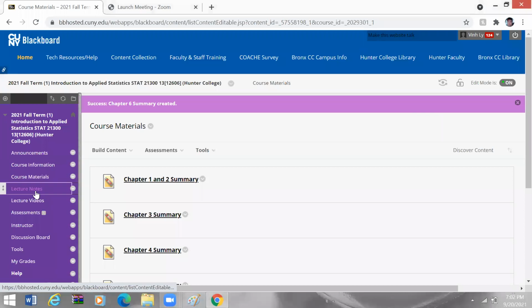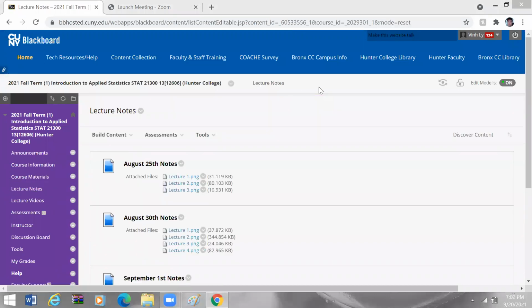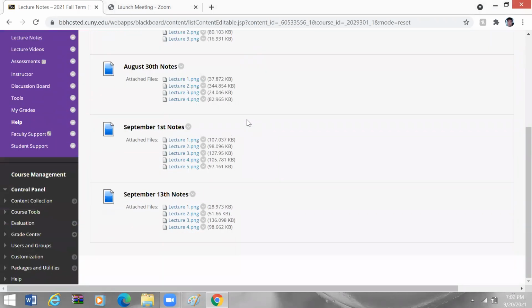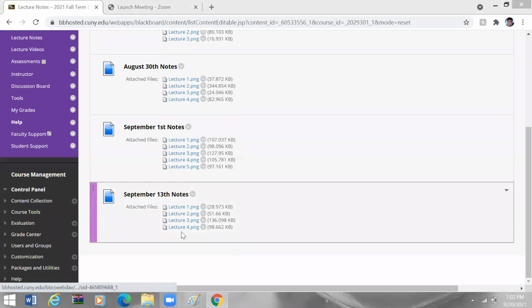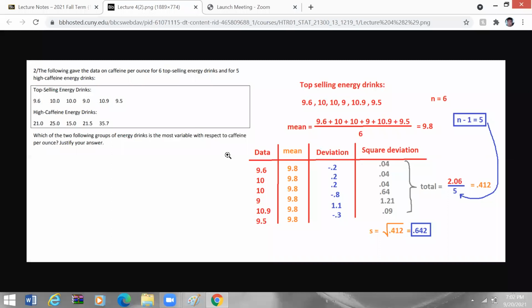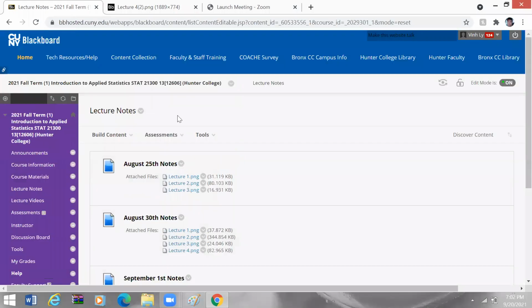The notes and the lecture video are on Blackboard, if you have been working on them. I hope everything is clear. We learned how to compute the mean and the standard deviation. That was the chapter that we worked through.